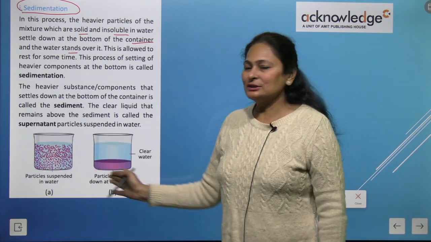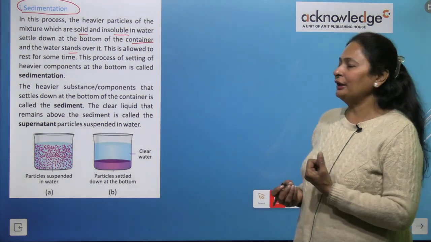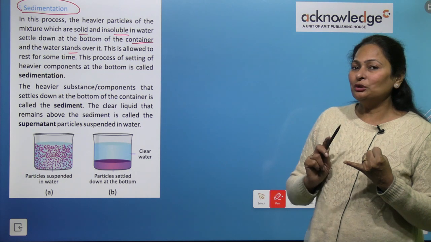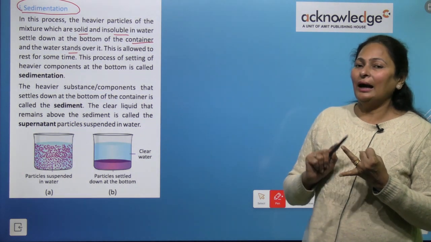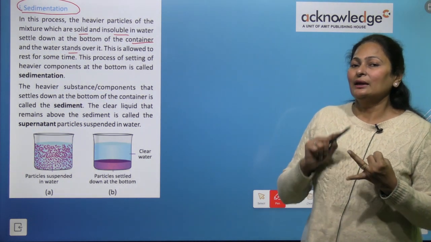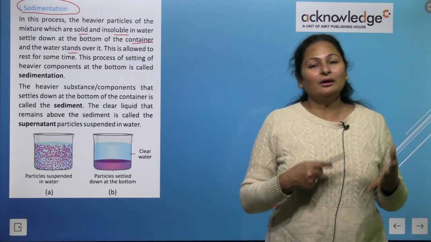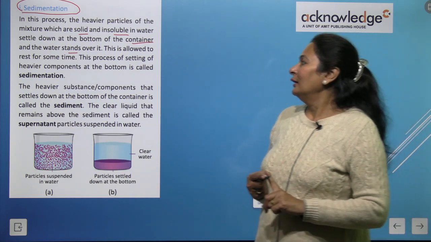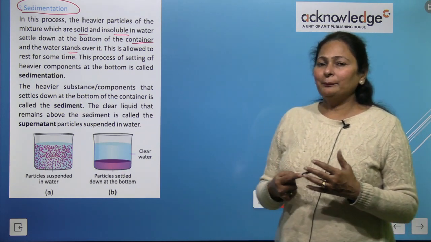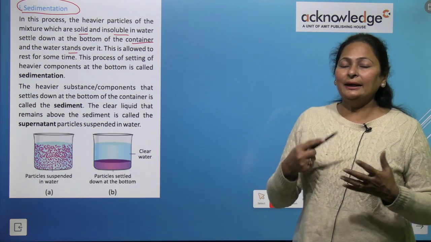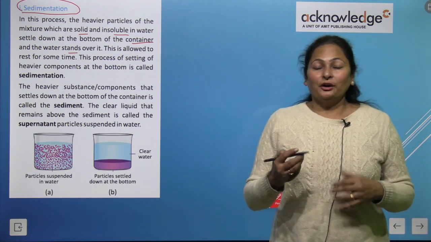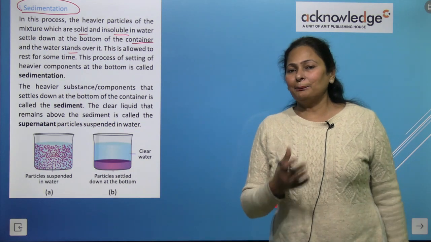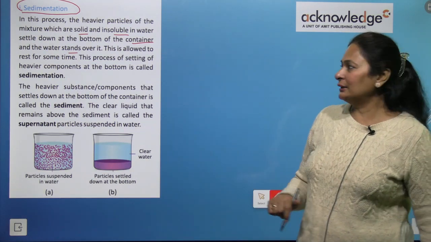This is the process of sedimentation. Some impurities, but it should be what? It should be insoluble, and the sediments must be heavier than liquid, right? These two are the requirements to separate or apply the sedimentation. So if the impurities are heavier than liquid, then only we can separate with this method, right?